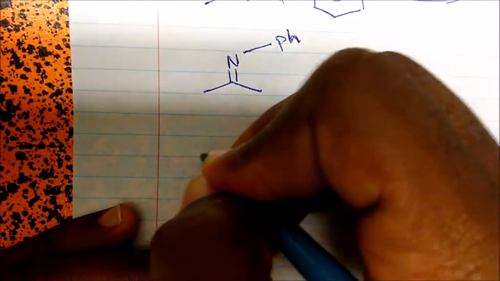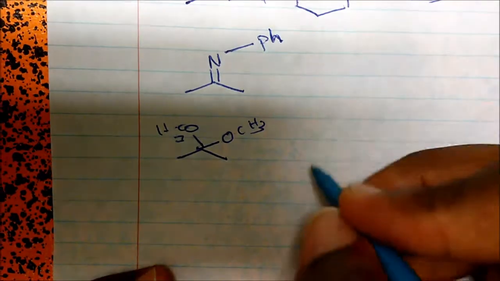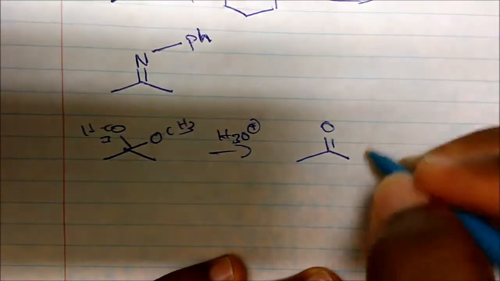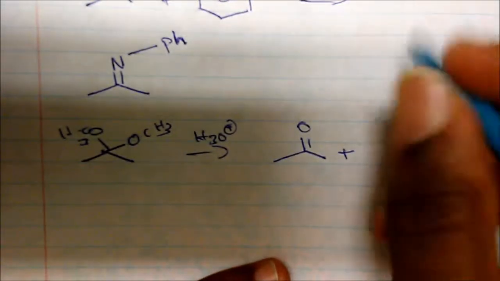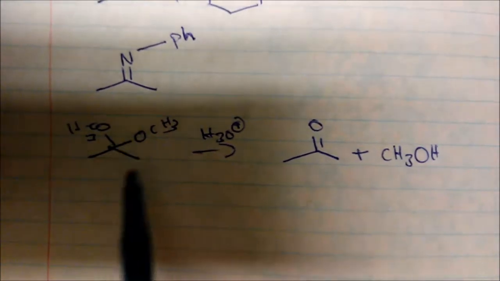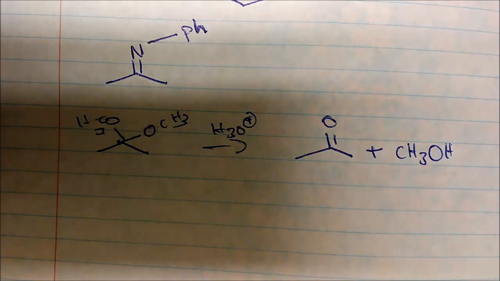Now, let's look at some hydrolysis. So what if I have this molecule here, and I hydrolyze it in acid? Well, it looks to me like initially I had a ketone, and we added methanol. So notice I'm getting back my ketone, and methanol was my nucleophile that attacked twice, okay? So that's how we go about neutralizing the molecule.